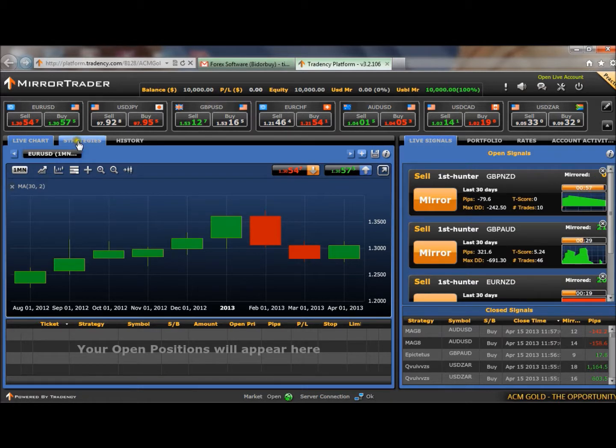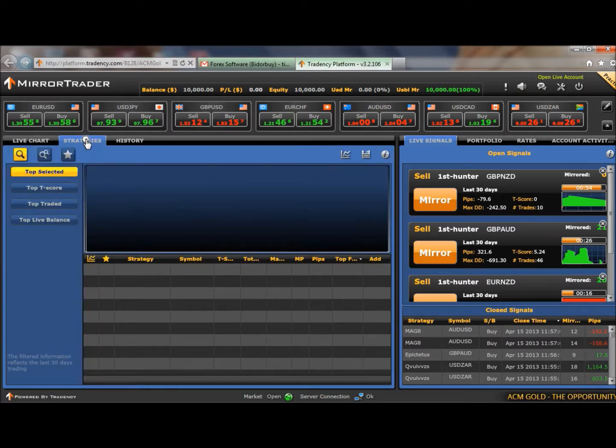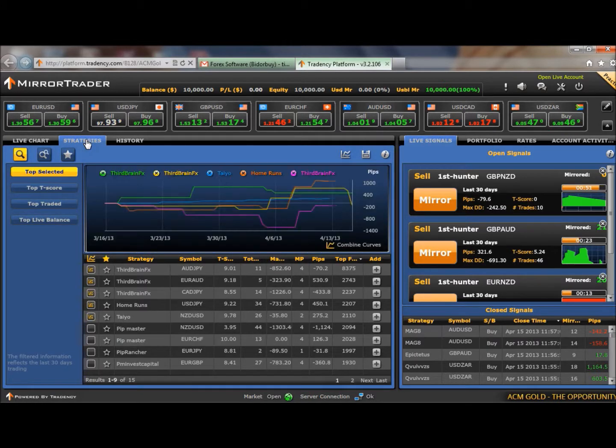Go and click on strategies next to live chart over here, and you'll see that it opens a new window. What you're looking at right now is a list of traders. These traders call themselves different things. Obviously this is not their real names, and you'll see for example Third Brain FX at the top here is shown 3 times. The reason for this is that they are sorted according to currency pair, so you can choose them according to the currency pair that they are the best at.